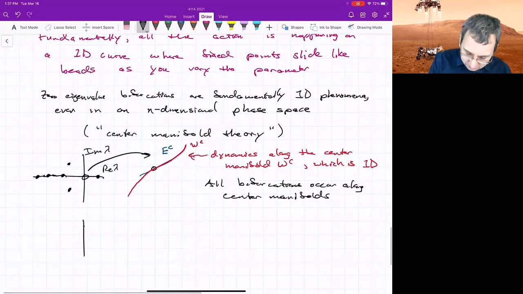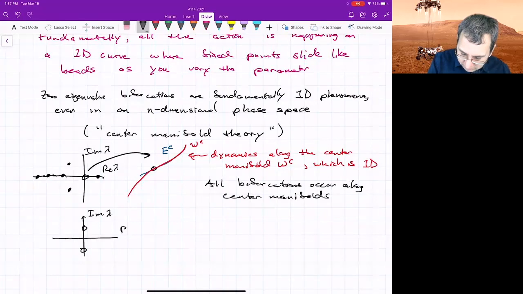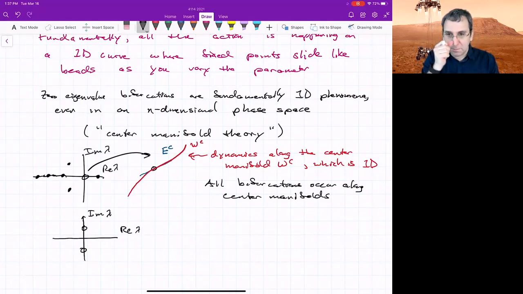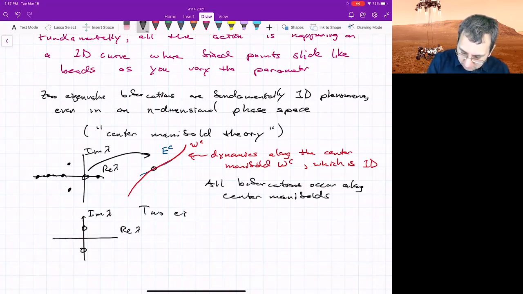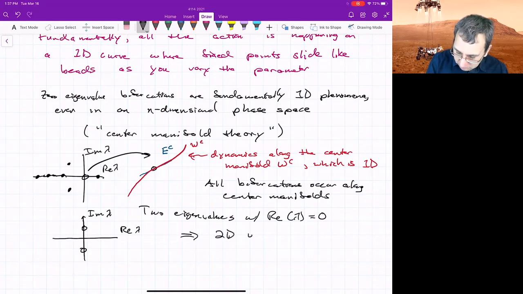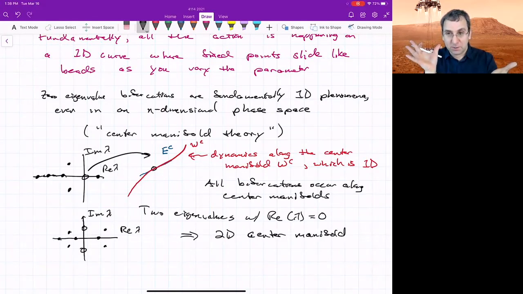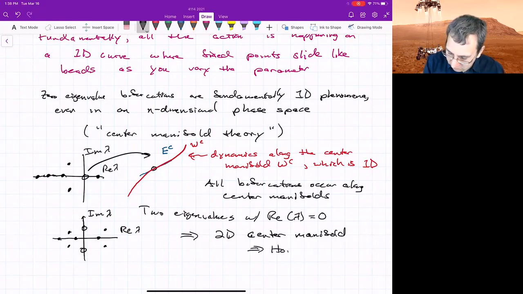You can have the case where there are two eigenvalues. You could actually have a double eigenvalue 0, but we won't talk about that case. If you have two eigenvalues that are on the imaginary axis, so that means two eigenvalues with the real part of lambda equals 0, then you have a two-dimensional center manifold. And this could be embedded in an n-dimensional space, but it means all of the bifurcations will happen on that two-dimensional subsurface. And this is actually where the Hopf bifurcation is related to that.